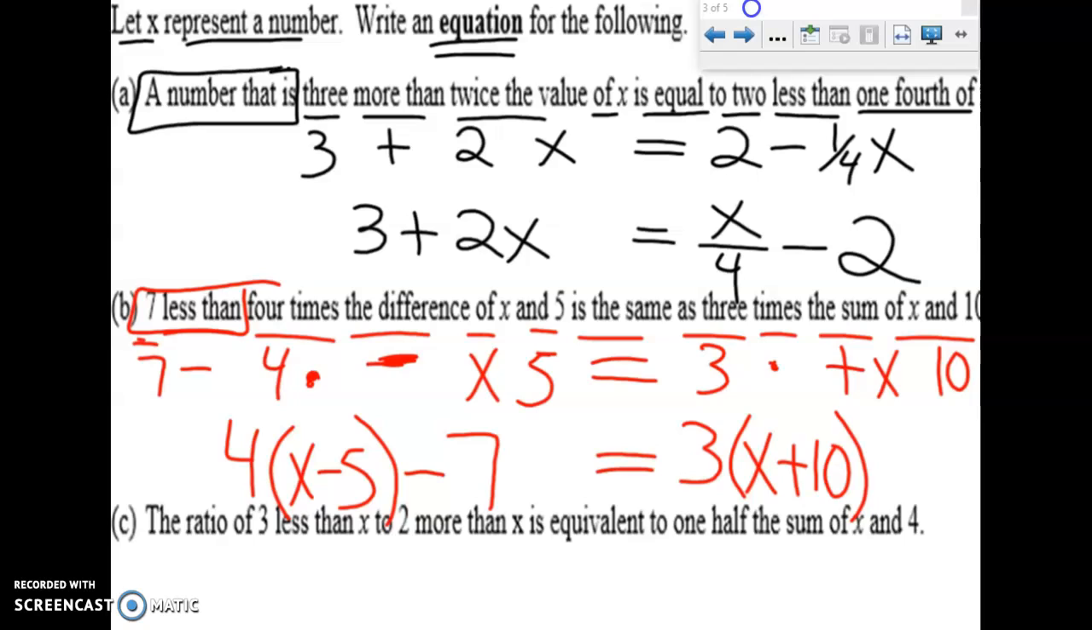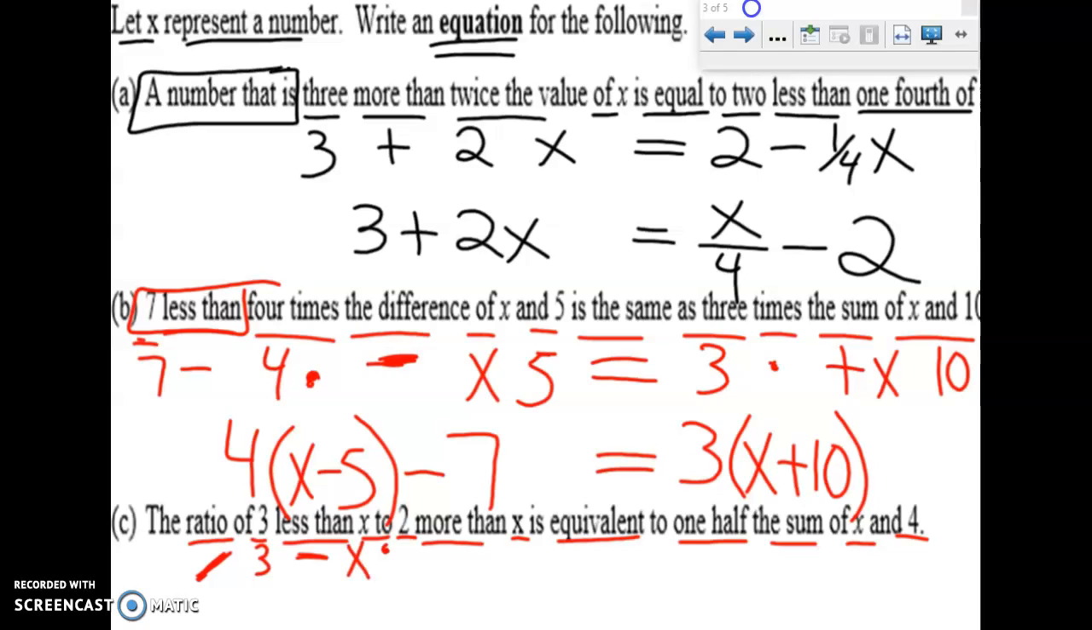All right, last equation we're going to talk about. The ratio, that means a fraction, right? Division, of 3 less than x, 2 more than x is equivalent, new word there maybe, 1/2 the sum of x and 4. Oh boy, a lot going on here. So let's pay attention and be careful. A ratio is a fraction, so I'm going to do a little dashed line here for that. 3 is 3. Less than is one of those tricky subtraction ones, x.